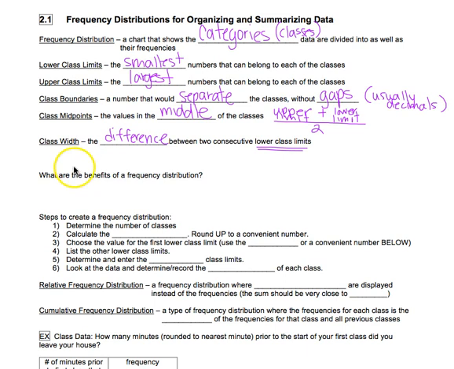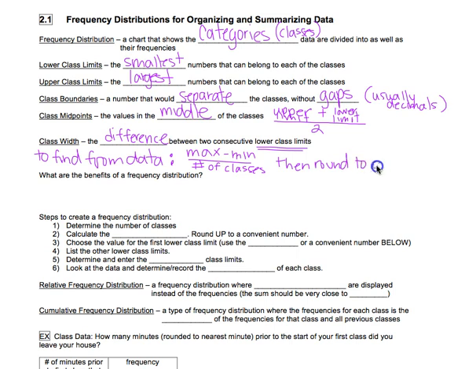If you're creating a frequency distribution from the data itself, the way that we would determine a class width is typically to take whatever the maximum value is, subtract the minimum value, and divide by the number of classes. And then round to a convenient number that doesn't leave out any data.